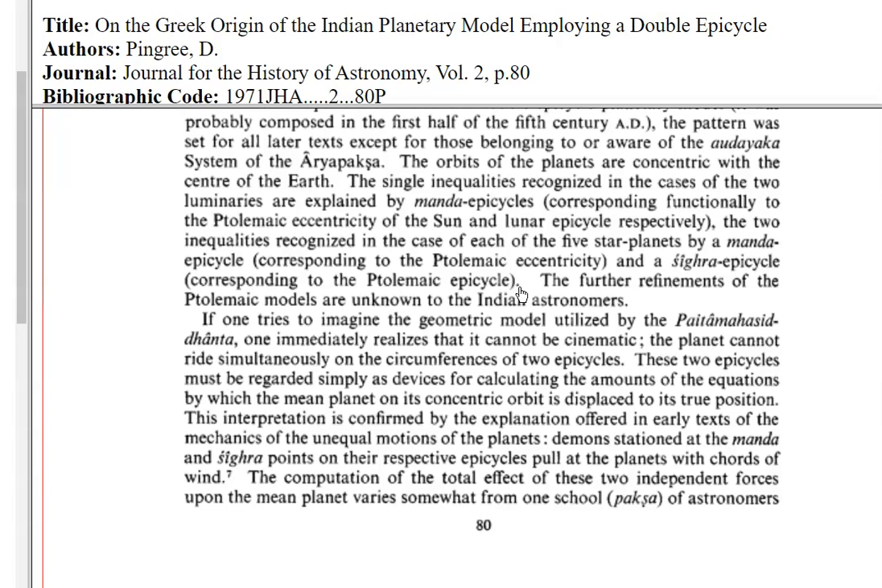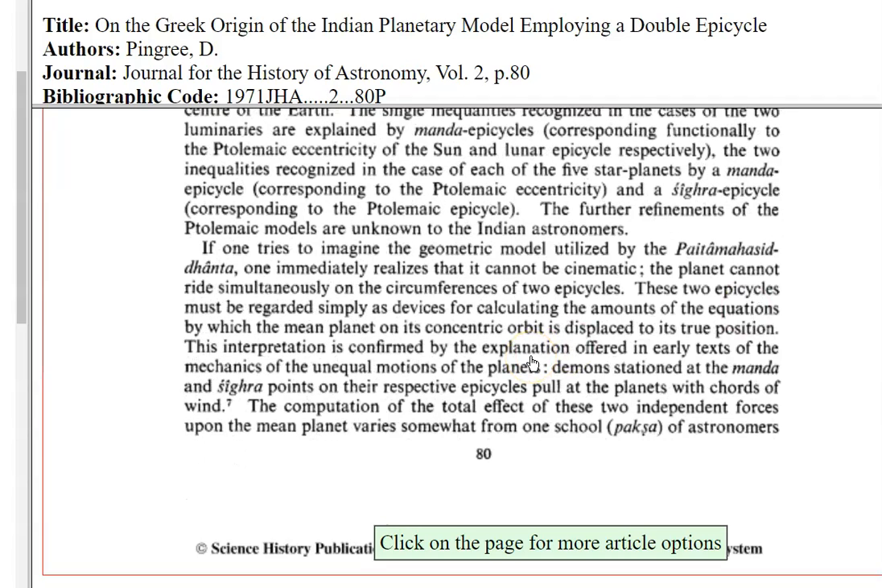If they did it that way, they butchered it. The Indians totally changed it. And then Pingree says the further refinements of the Ptolemaic models are unknown to the Indian astronomers. So he's saying that the two epicycles were the only thing that they did, and the refinement of those two epicycles.